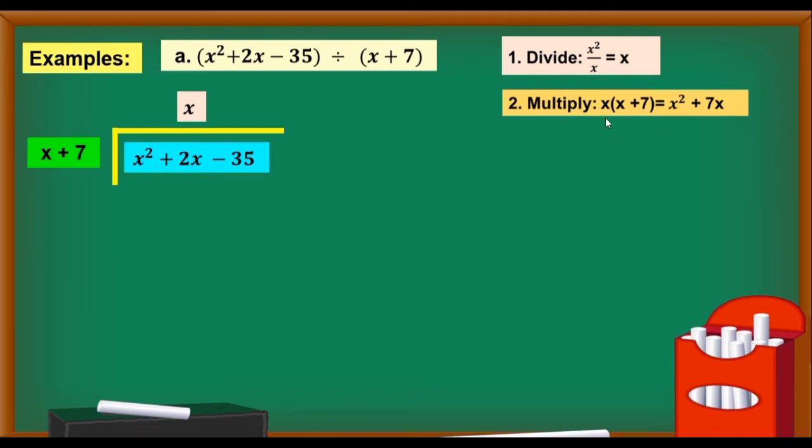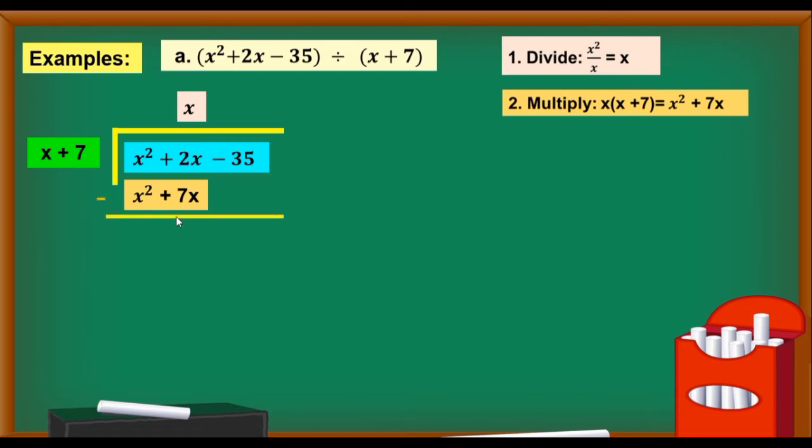Okay? So, magiging by distributive property, x times x is x squared and then x times 7 is 7x. So, ilalagay natin sa baba, x squared plus 7x. And then, magsusubtract na po tayo.